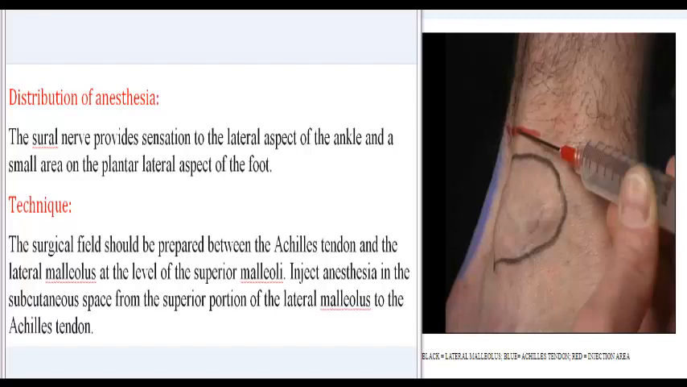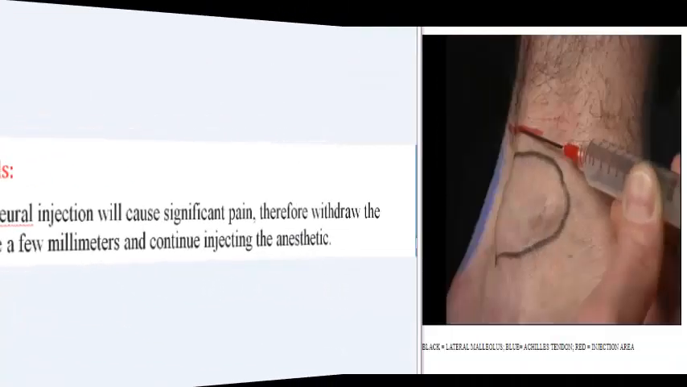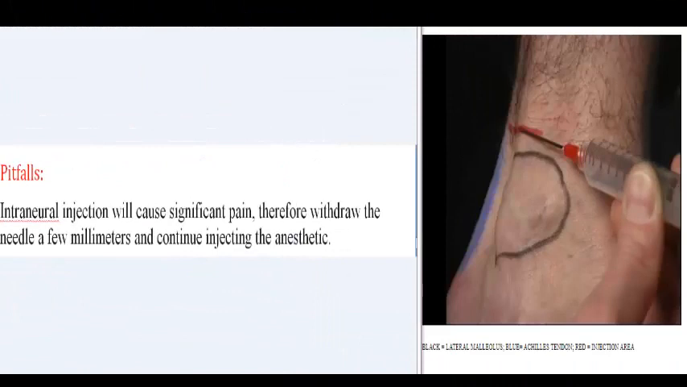Technique: the surgical field should be prepared between the Achilles tendon and the lateral malleolus at the level of the superior malleoli. Inject anesthesia in the subcutaneous space from the superior portion of the lateral malleolus to the Achilles tendon. Pitfalls: intraneural injection will cause significant pain, therefore withdraw the needle a few millimeters and continue injecting the anesthetic.